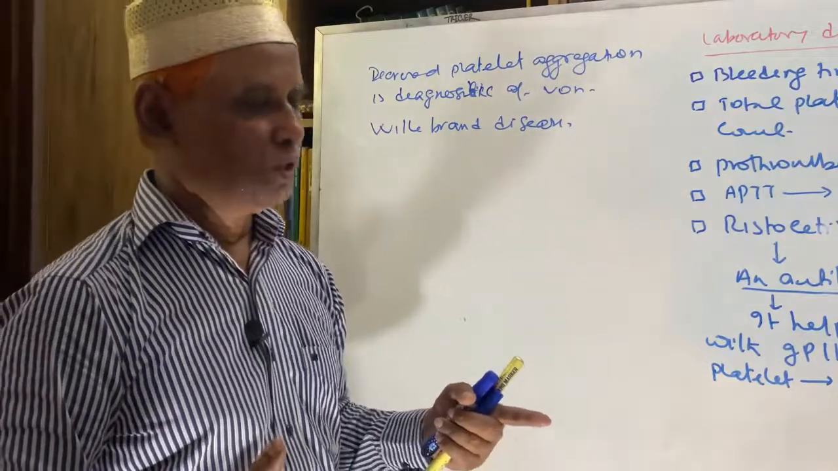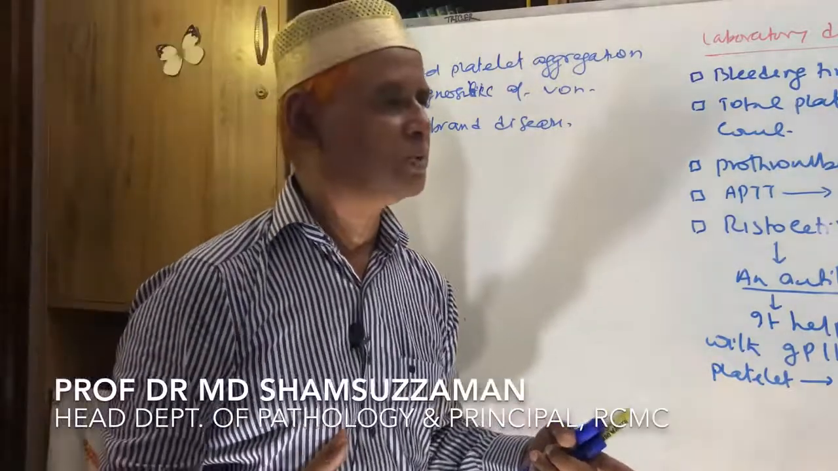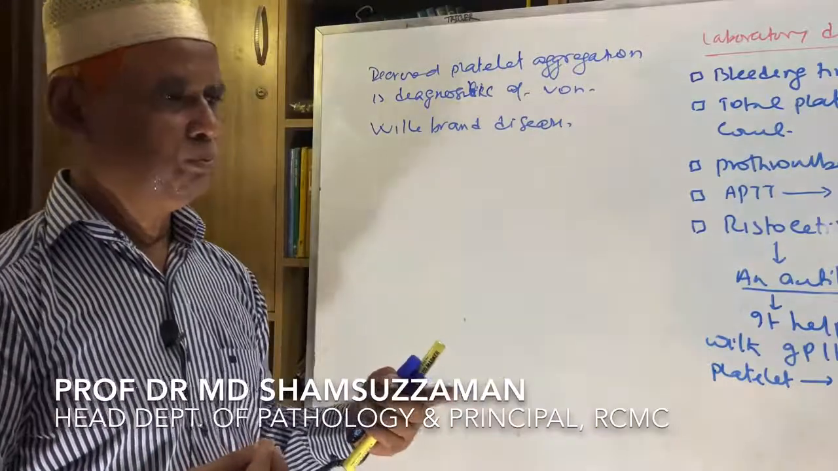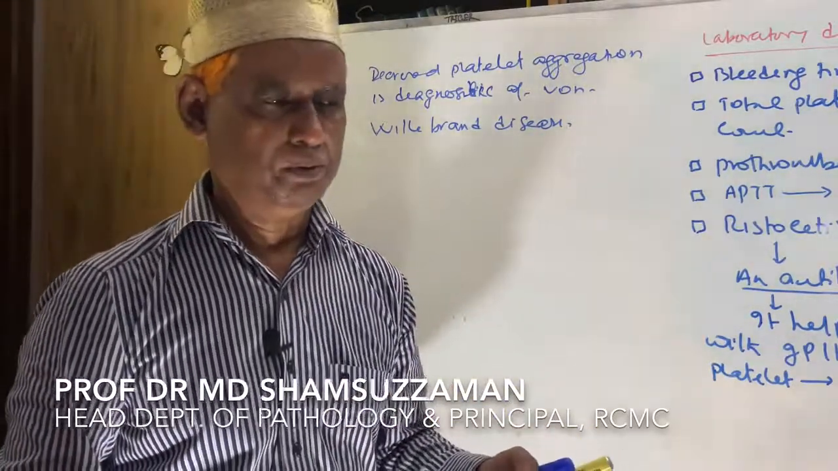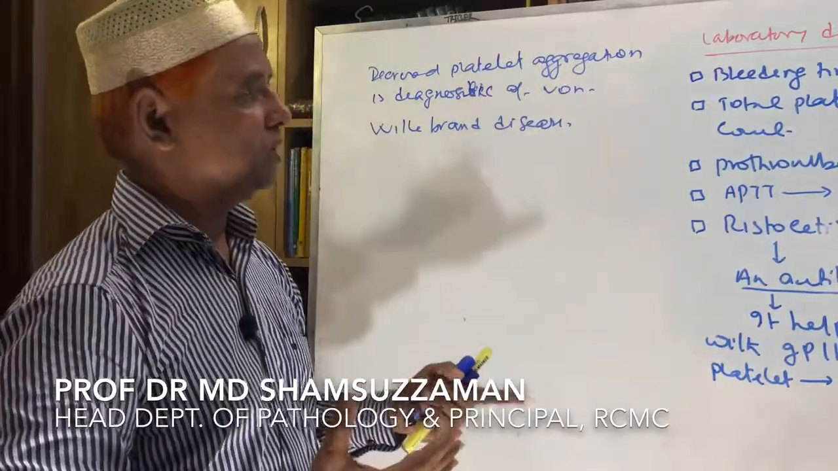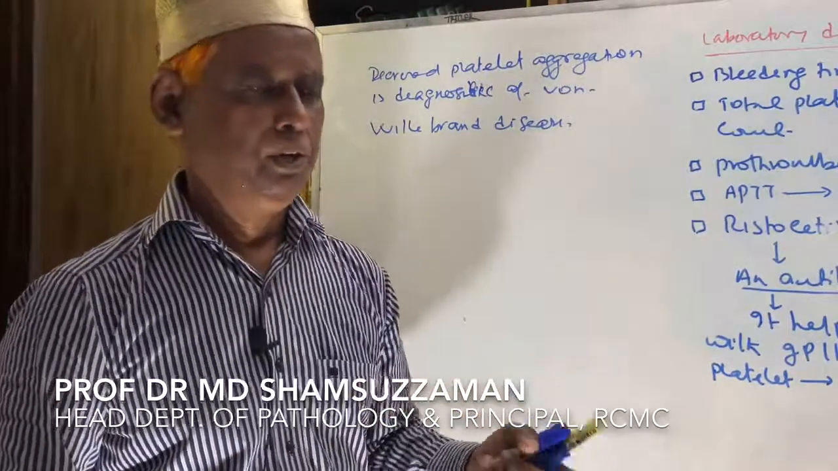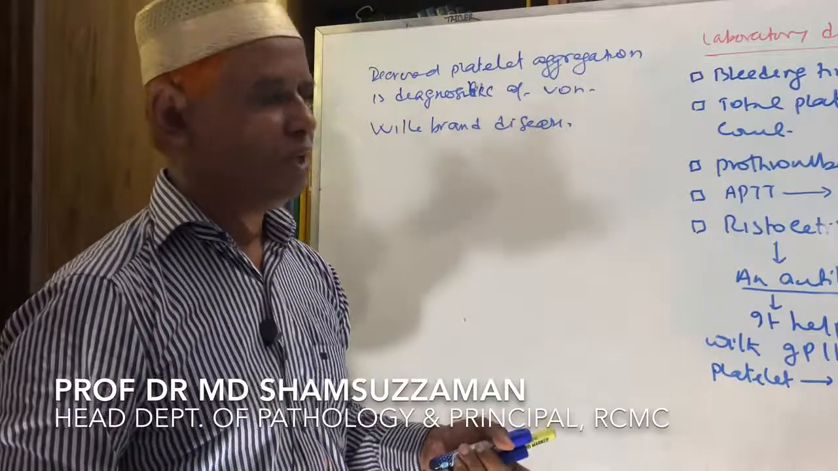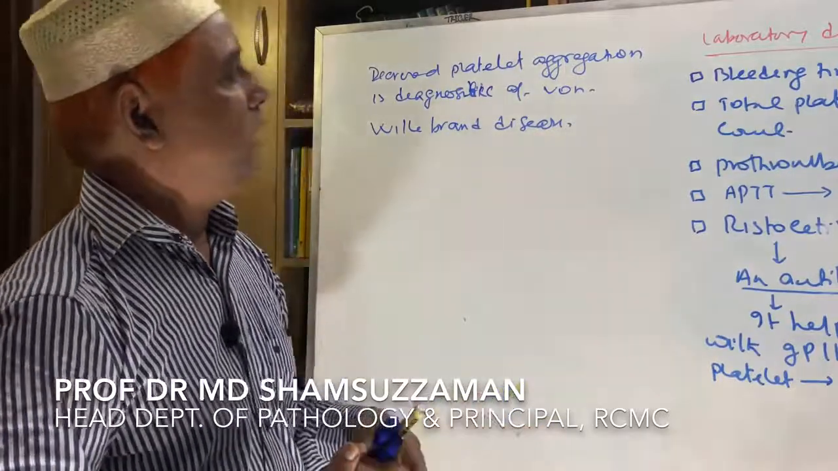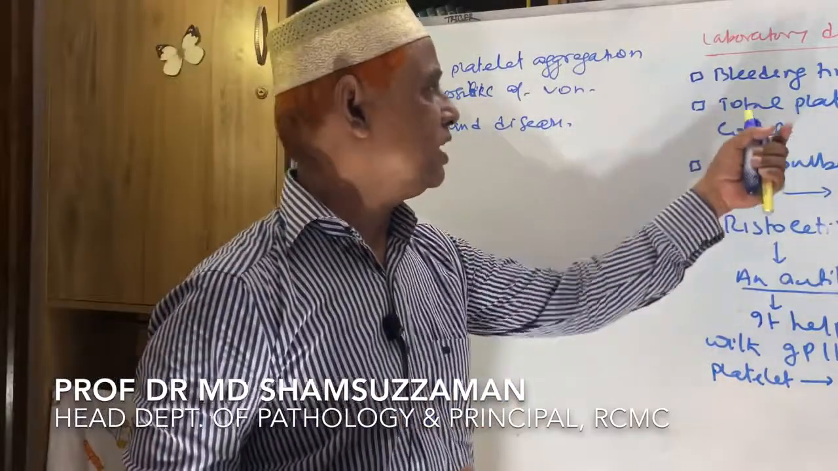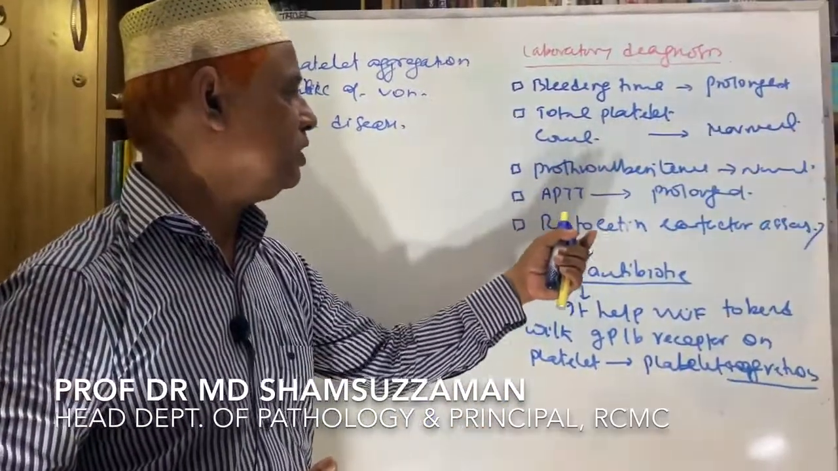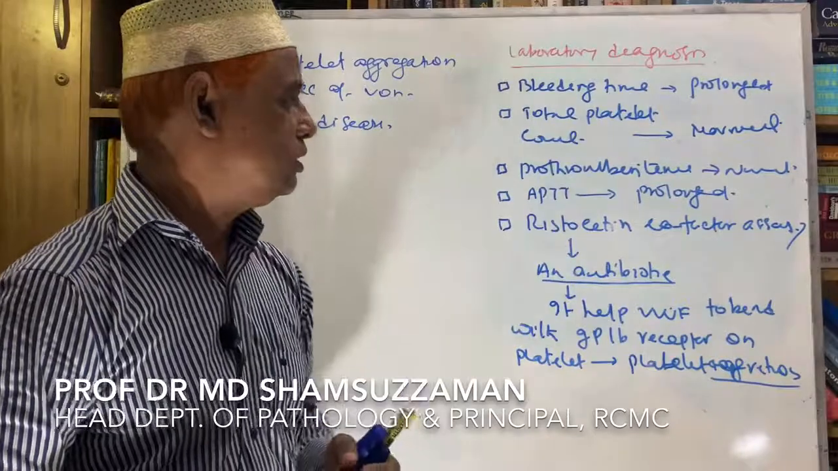Type 3 is autosomal recessive pattern of inheritance. It is severe form. There is complete or almost complete absence of factor. In type 2, although there is factor, the factors are defective. In type 1, there is decrease of about 50%. And we can diagnose in laboratory by doing bleeding time, total platelet count, prothrombin time, APTT and ristocetin cofactor assay.